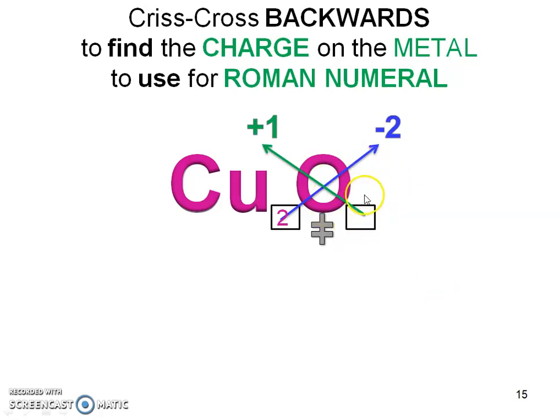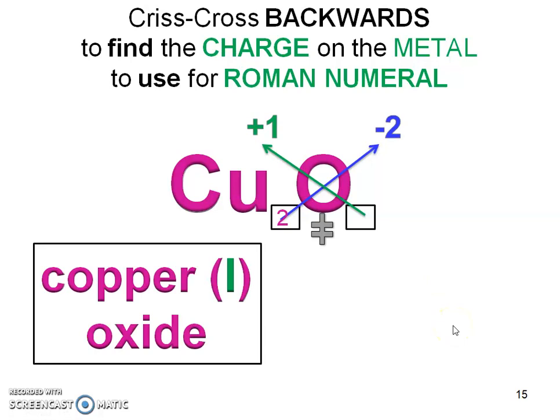So in this case, just because we don't see a number, remember that ones are understood. If I asked you how many oxygens are in this compound, you would tell me 1, even though you don't see that number. So in this case, it's going to be copper 1 oxide. Again, I want to remind you that that Roman numeral always corresponds to the charge of that metal.